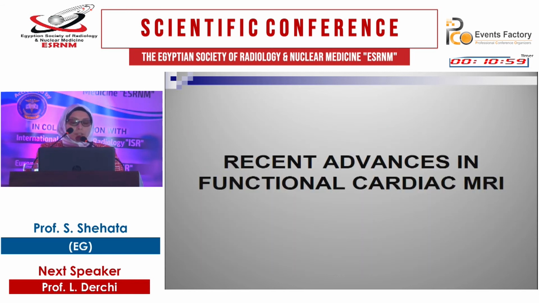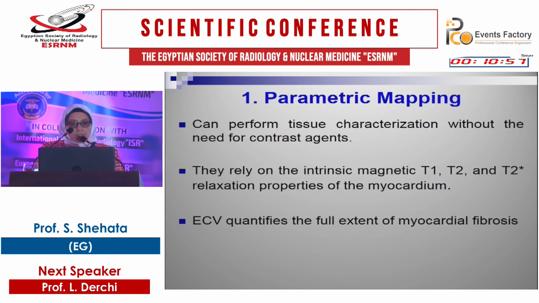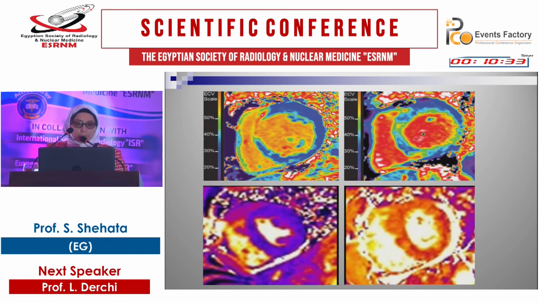Recent advances in functional cardiac MRI include parametric mapping. Parametric mapping can perform tissue characterization without the need for contrast agent. It depends on the intrinsic magnetic T1, T2, and T2 star relaxation properties of the myocardium. We can calculate the extracellular volume, which increases in cases like myocardial infarction or cardiomyopathy, and estimate the extent of myocardial pathology. First, two images from T1 mapping.